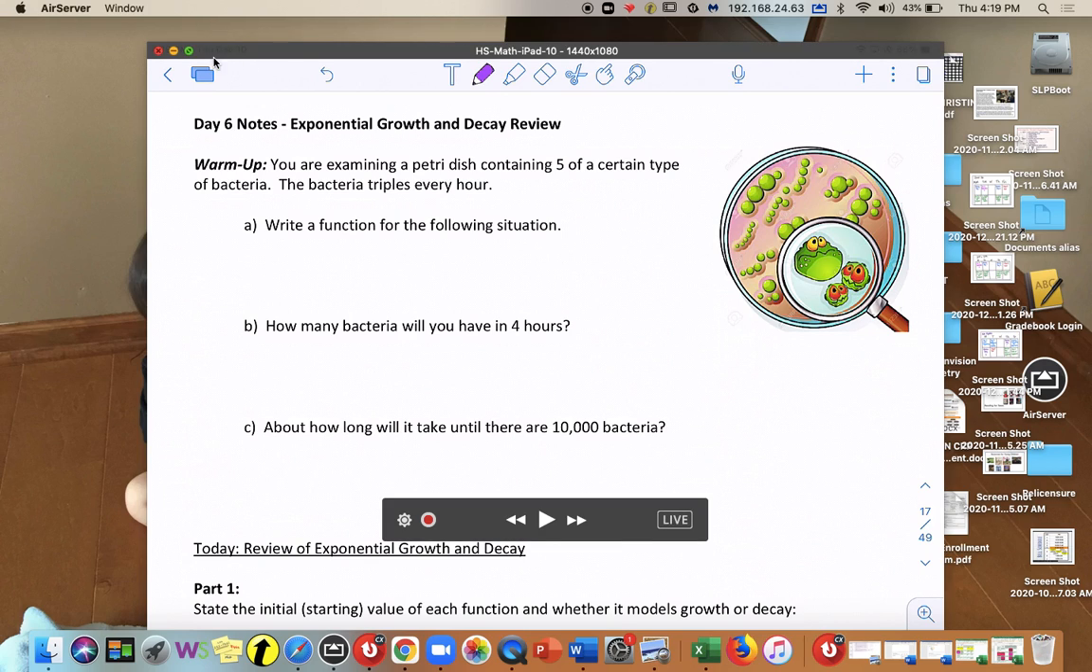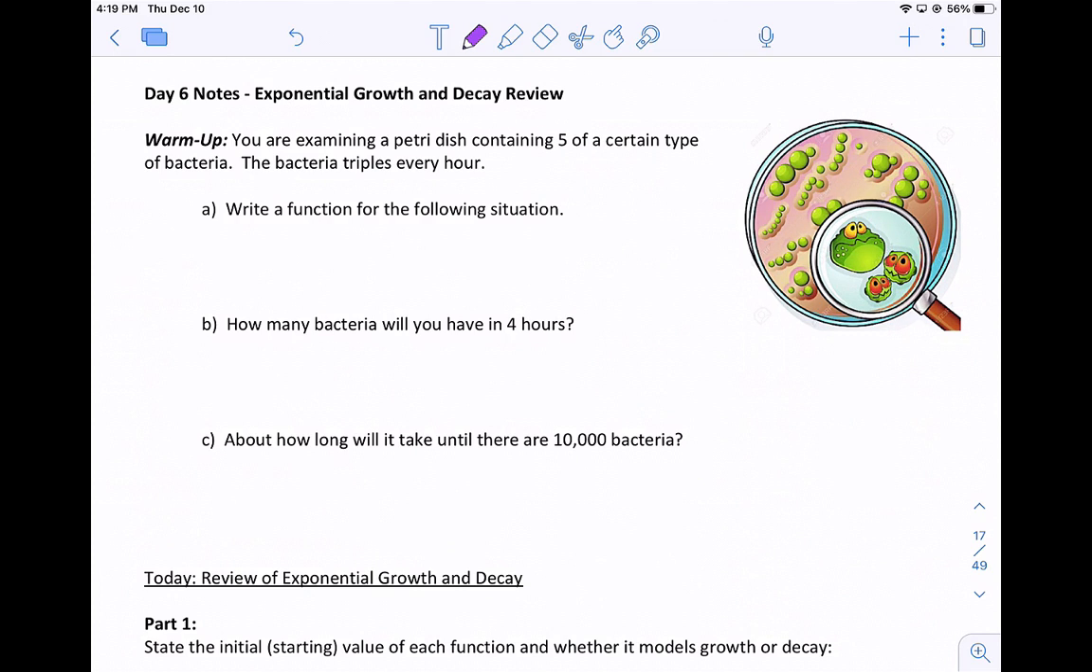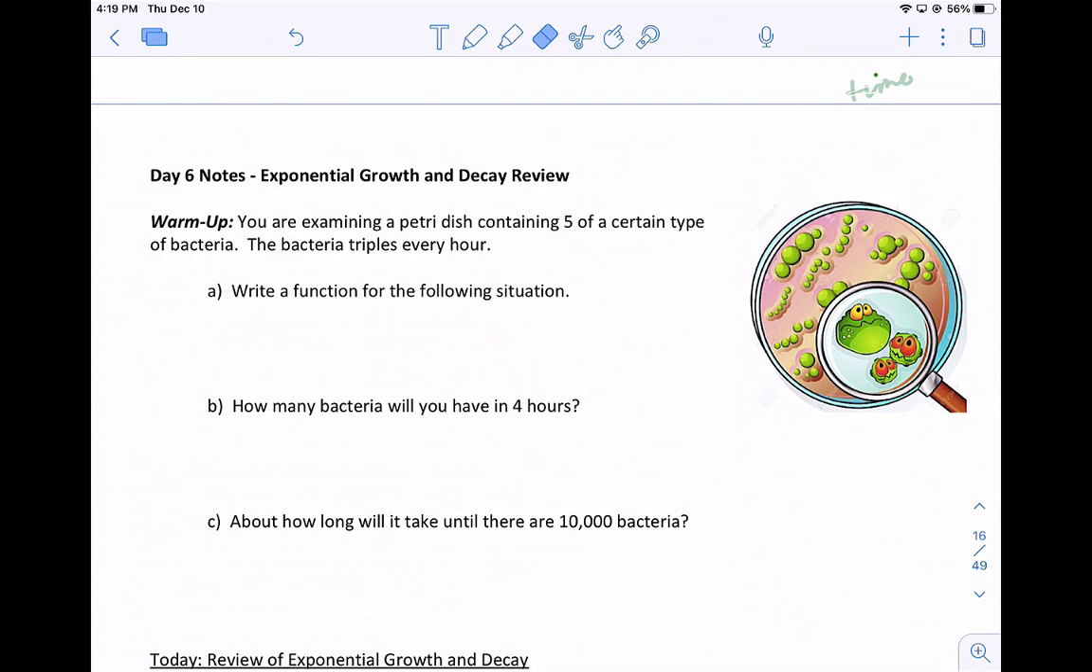View exponential growth and decay. So if you remember what the function looks like for exponential growth or decay, we're going to write y equals a times b to the x.